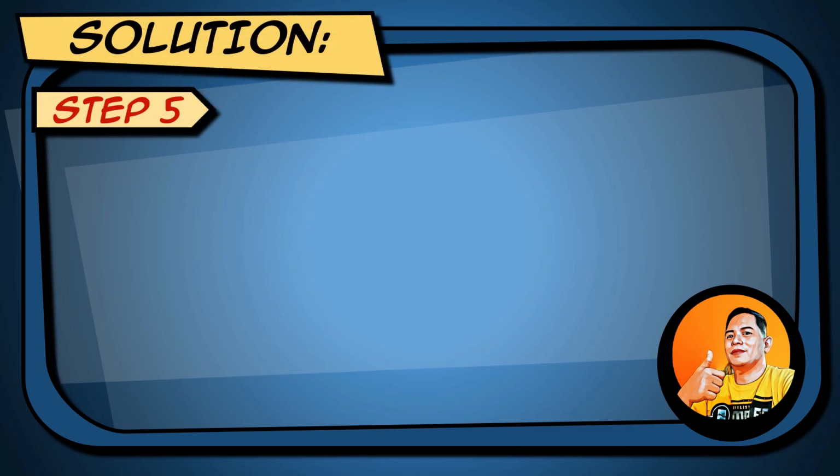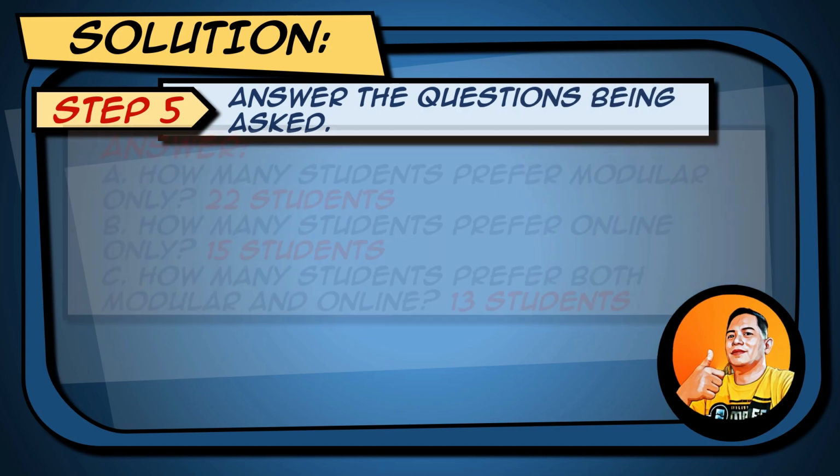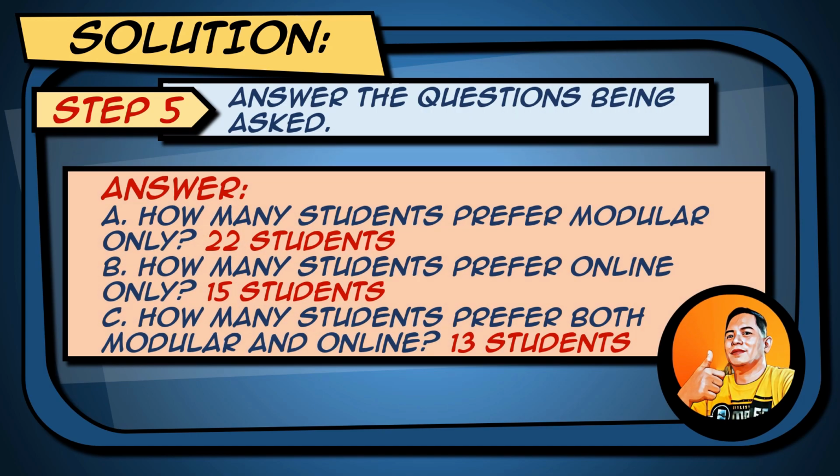And now for the final step, step number 5, answer the question being asked. So letter A, how many students prefer modular only? The answer is 22 students. And for letter B, how many students prefer online only? The answer is 15 students. And how many students prefer both modular and online? The answer is 13 students.